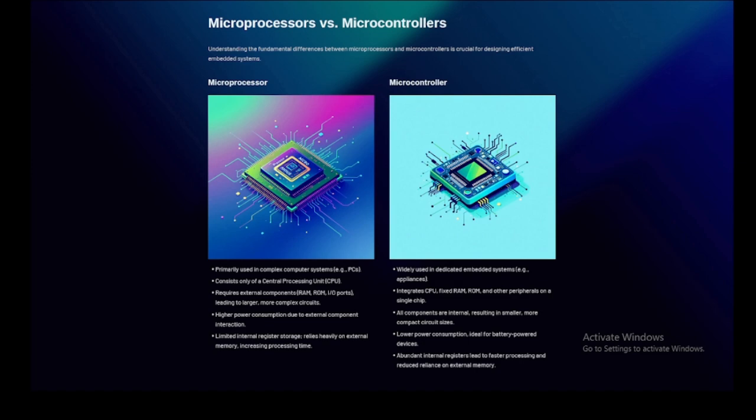So now we study microprocessors and microcontrollers in the internship. Understanding the fundamental differences between microprocessors and microcontrollers is crucial for designing efficient embedded systems. Microprocessor is used in complex computer systems. Microcontroller is widely used in dedicated embedded systems, for example various appliances. Microprocessor consists only of a central processing unit, CPU, but a microcontroller integrates CPU, fixed RAM, ROM, and other peripherals on a single chip.